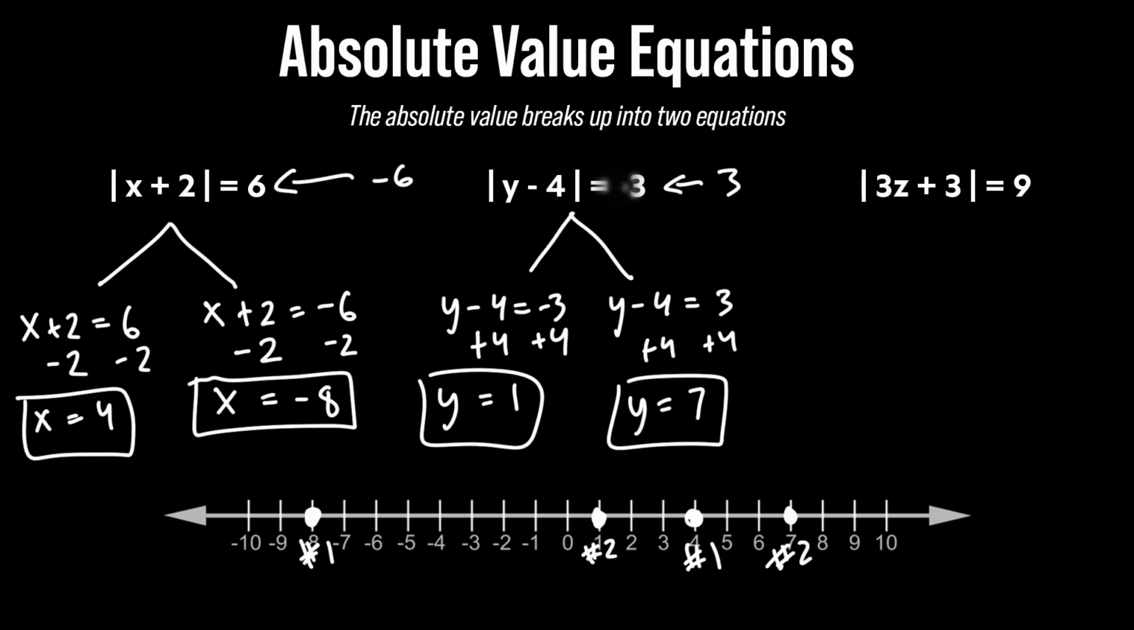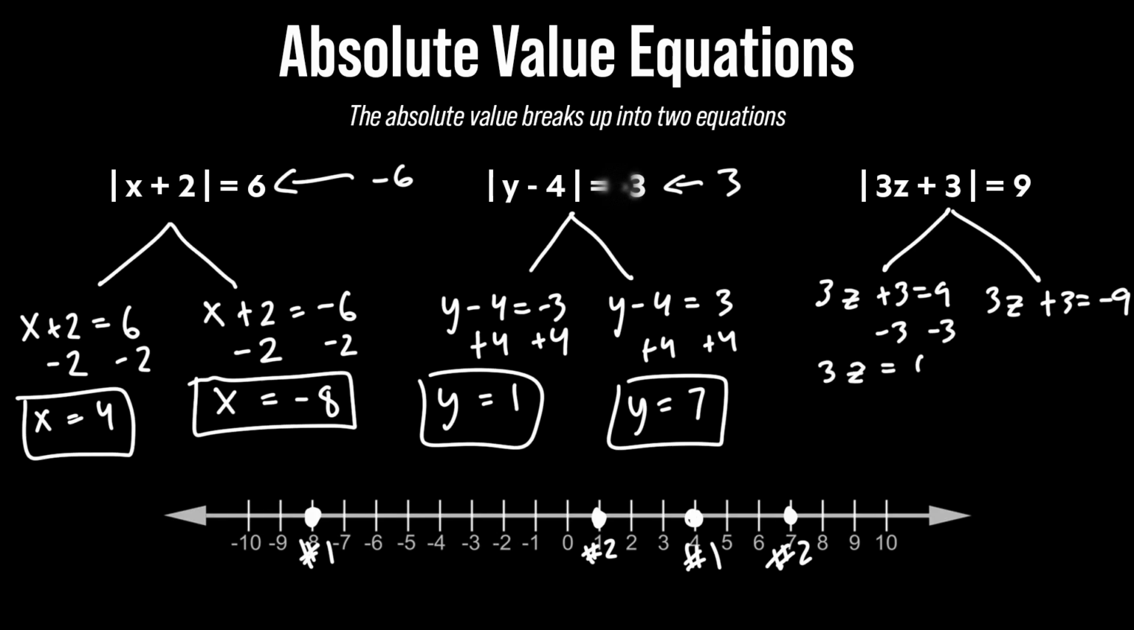Lastly, we have the absolute value of 3z plus 3 is equal to 9. So let's do the same thing. 3z plus 3 is equal to 9. On this side, we have 3z plus 3 is equal to negative 9. On this side, we're going to subtract 3 from both sides. So we have 3z is equal to 6. If we divide by 3, we get z is equal to 2.